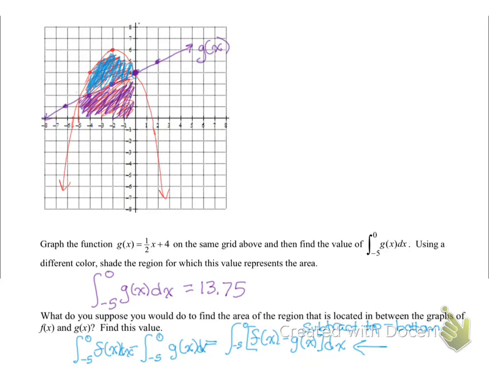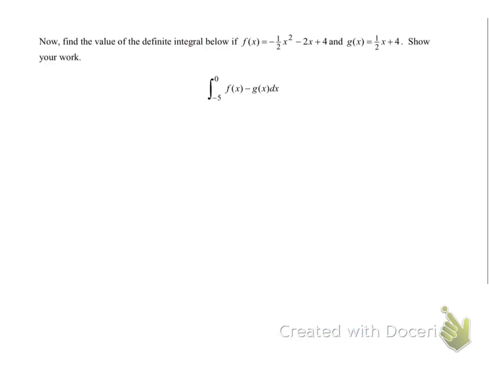Okay, so flip the page. So now find the value of the definite integral below if f of x is equal to our parabola and g of x is equal to our line. Okay, so to find this integral, we can say that from -5 to 0, well, f of x is -1/2 x squared minus 2x plus 4 minus g of x, which is 1/2 x plus 4, and all of this is dx.